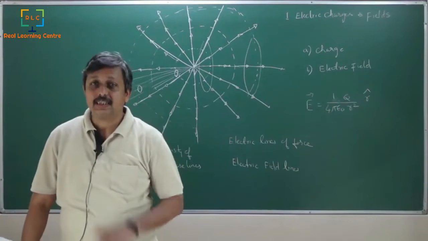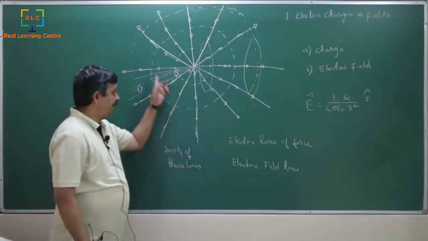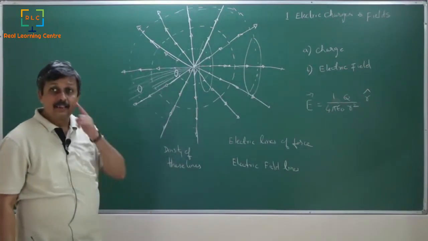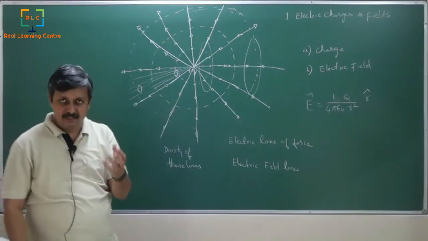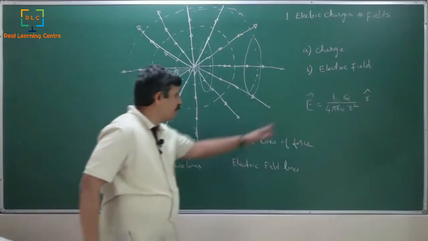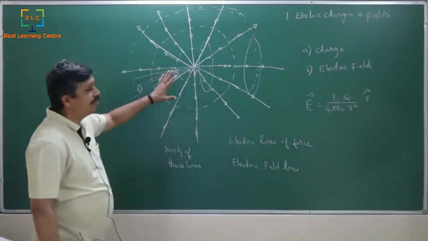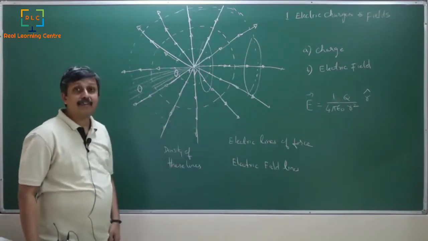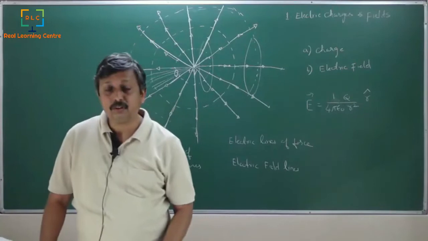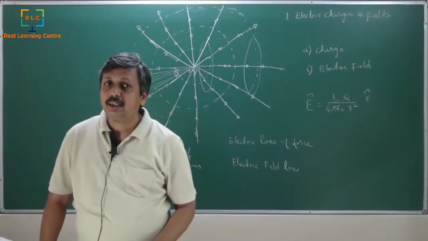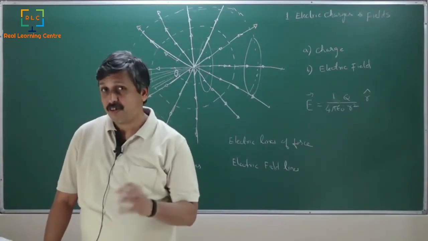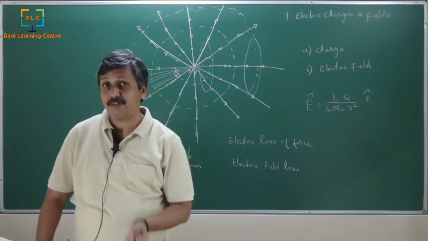So the direction is given by the arrows, and the electric field strength, or what we call the magnitude of E, is given by the density of these lines. So that is Michael Faraday's idea. So however, is it right? It's all 100% right. Is there any other doubt in your mind if you think about it?